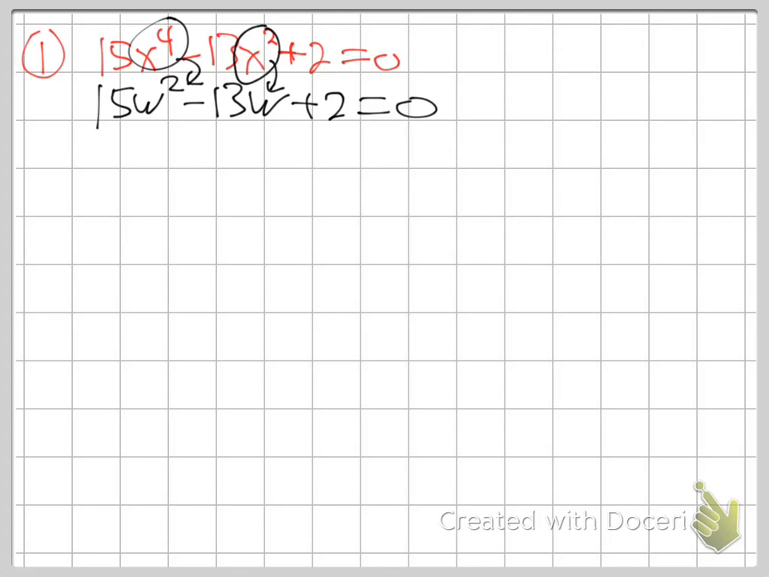All right, now solve for W. How do you do that? I'd go to the quad. I'd probably just dive right into the quad to solve for the W. Remember the quad? Your favorite formula. Negative b plus or minus square root b squared minus 4ac all over 2a. Plug into the quad. Use your calculator.